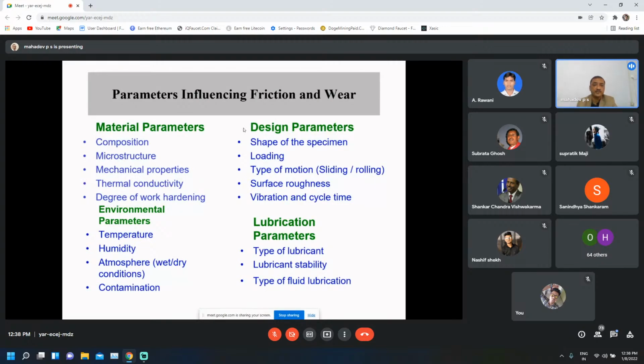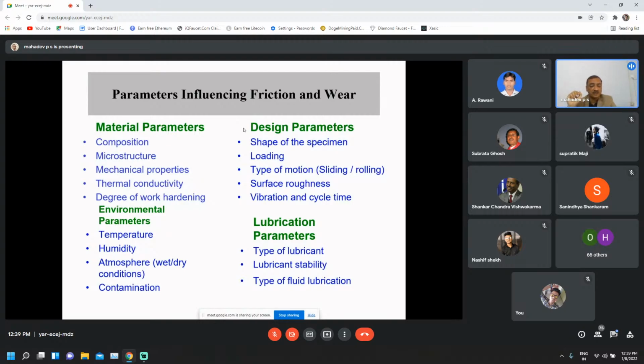So these are the parameters influencing tribo testing. Tribo testing involves finding out the wear and friction. So material parameters are affected, design parameters are affected, environmental parameters are affected, and lubrication parameters are affected. Concerning material parameters, its composition, what composition it is made up of, the microstructure you can study, the mechanical properties, the thermal conductivity, the degree of work hardening. Design parameters: shape of the specimen, loading, what kind of loading, type of motion, whether it is sliding motion or rolling motion. The surface roughness also determines the friction and wear, the vibration and cycle time.